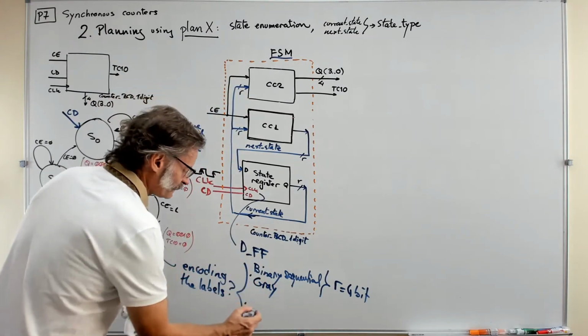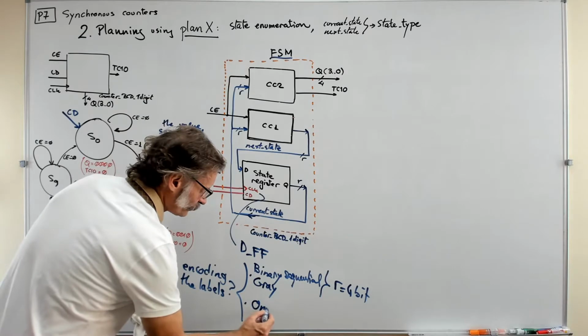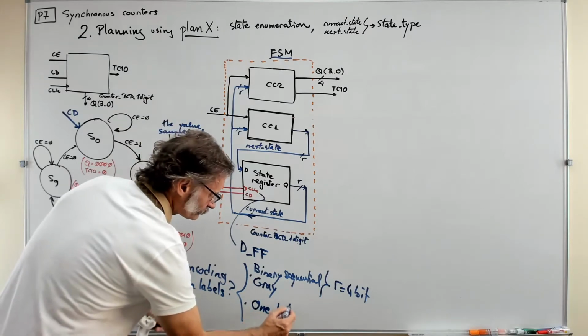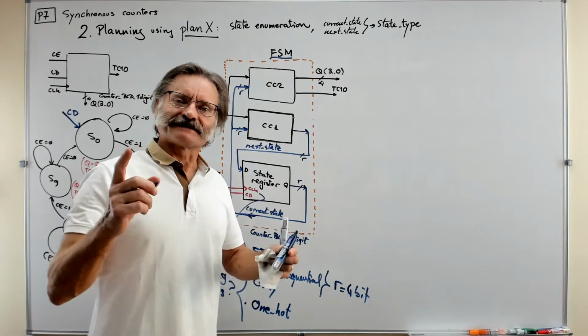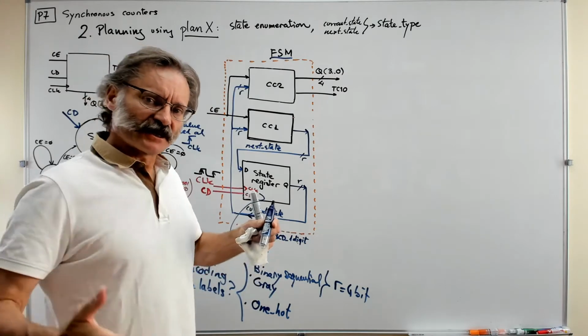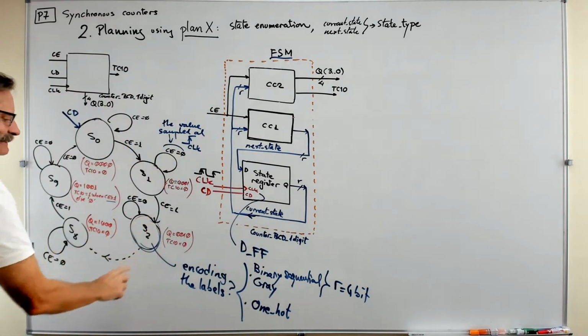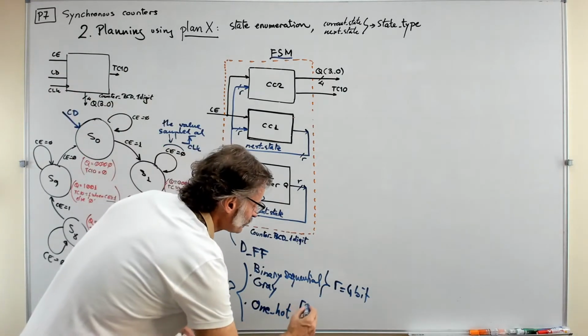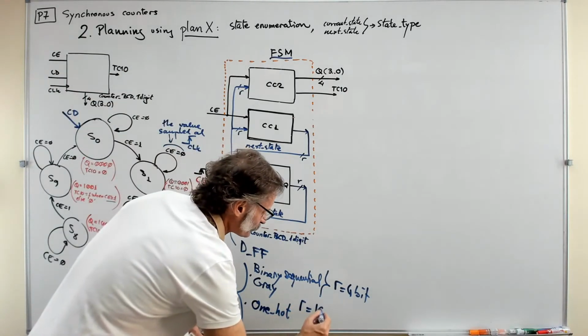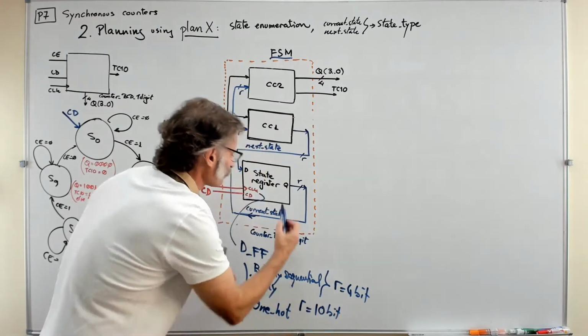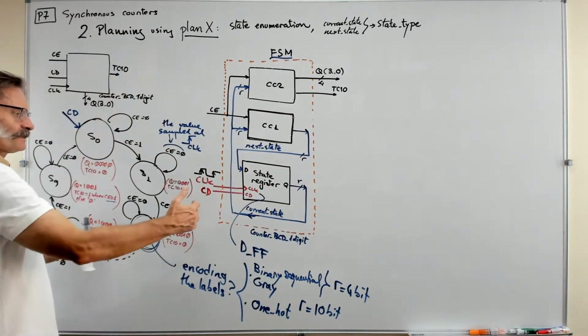The other possibility, for example, is to use another code like the one hot. Okay, only one at a time asserted. So in this way you have 10 states, so you need 10 bits to save this situation. But in one way or another, this is what goes next.